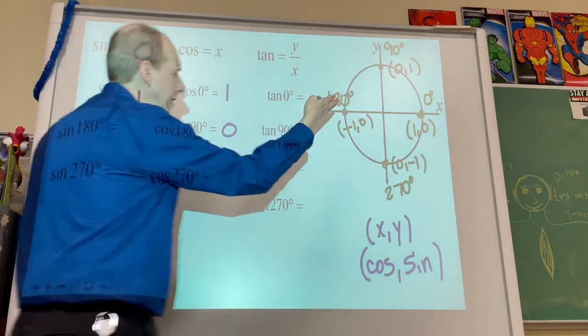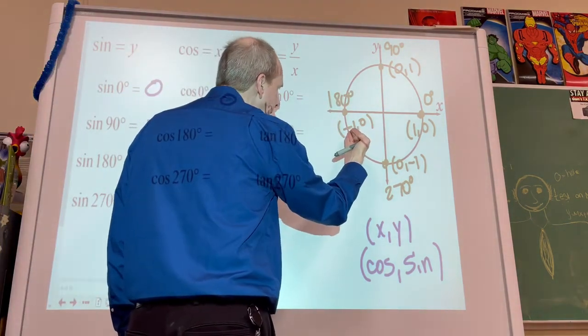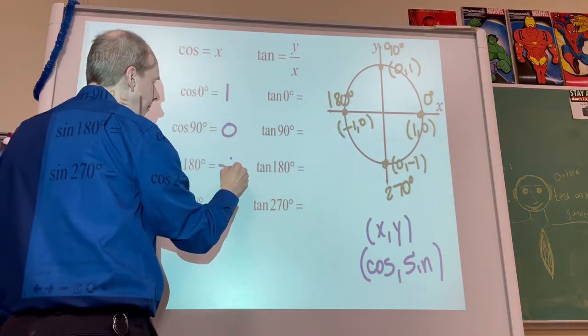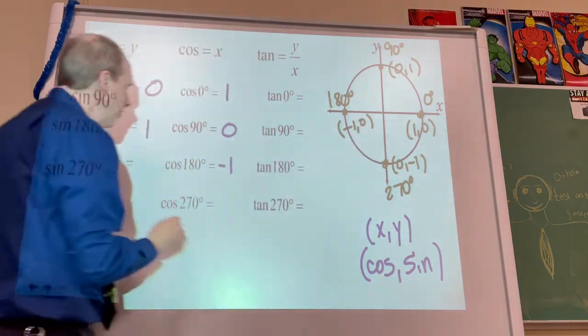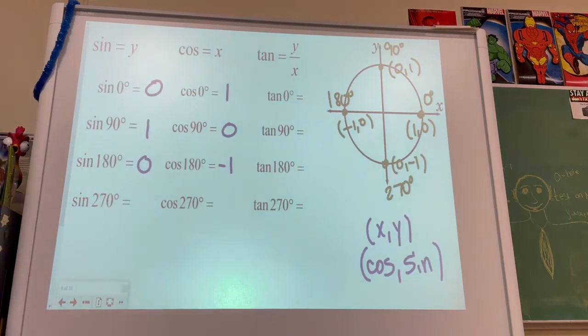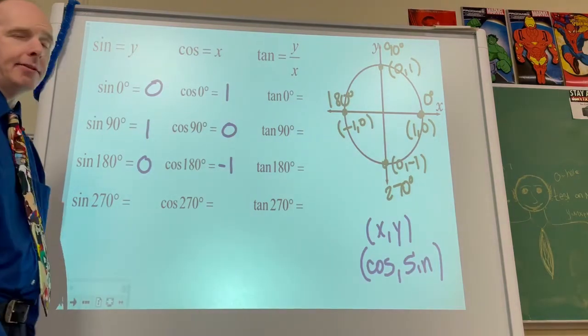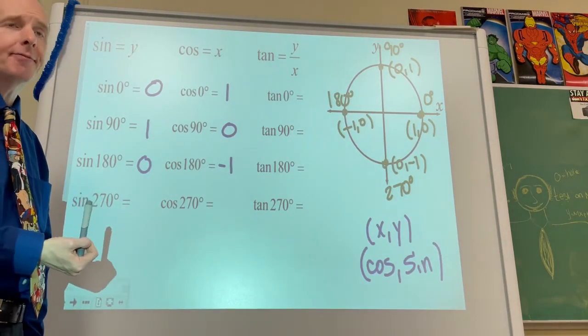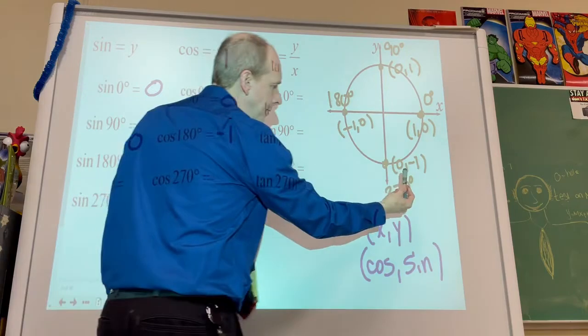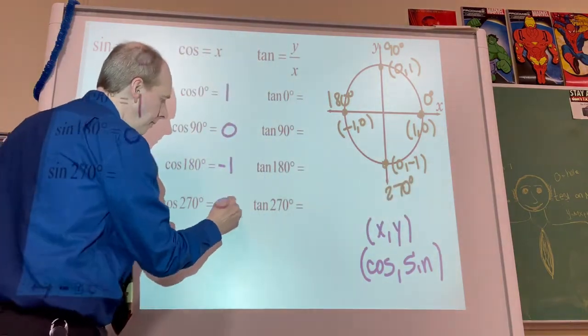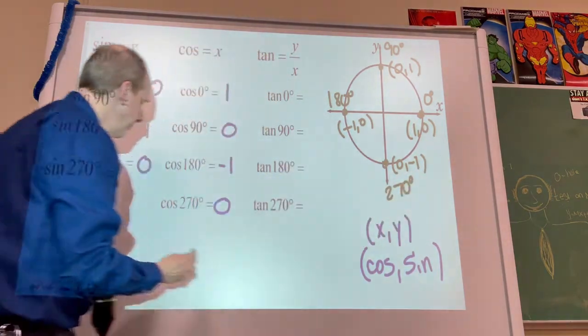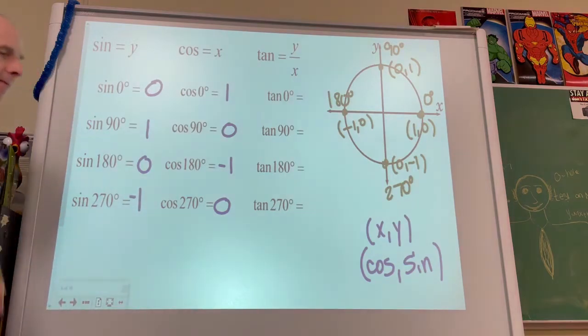Sine of 180 degrees. Here's 180. Cosine comes first, -1. Sine of 180 degrees is 0. Go down to 270, see if you can come up with the answers. Cosine of 270, sine of 270. Cosine is first. Sine is second.